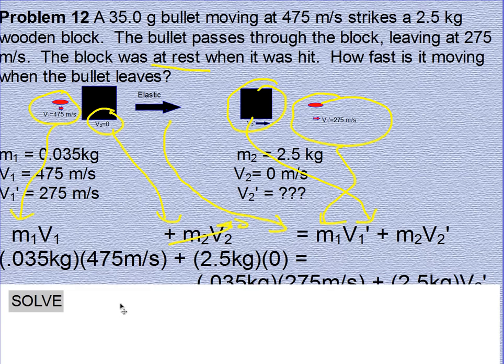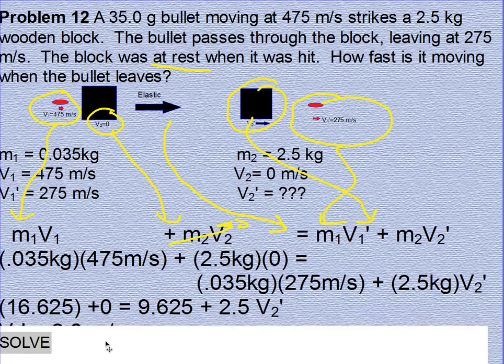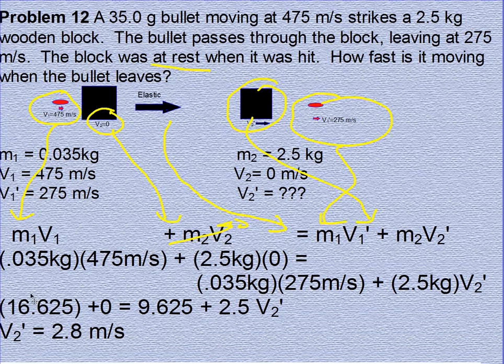And now we want to solve this. All I've done is plug my numbers in. 0.035 times 475, this term right here is 0, equals 0.035 times 275 plus 2.5 times v2 prime. Now, we obviously assume the block didn't get damaged in this. Solving this for v2 prime, I get 16.625 is equal to 9.625 plus 2.5 v2 prime. So I get a final velocity of 2.8 meters per second.